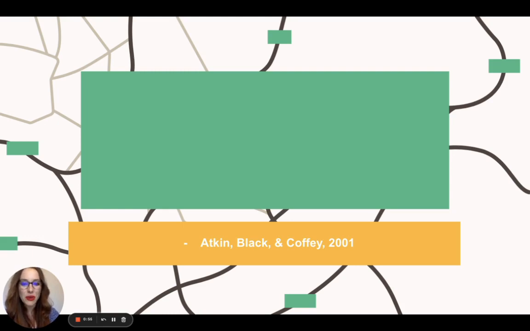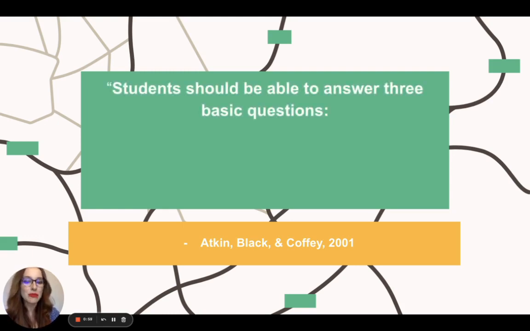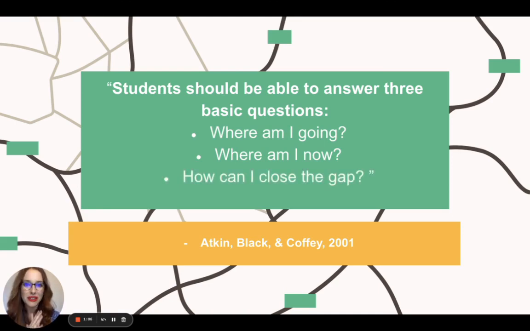To kick us off with a quote from Atkin, Black, and Coffey's 2001 research, students should be able to answer three basic questions. Where am I going? Where am I now? And how do I close the gap? These are three questions that students are always wondering. Any learner is always wondering, whether or not they realize it.